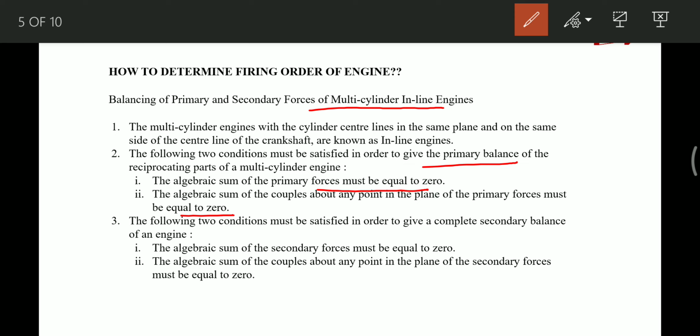unbalanced forces, sorry. And the other two conditions for secondary unbalanced forces are that the algebraic sum of the secondary forces must be 0, and the sum of the couples about any point in the plane of secondary forces must be 0. So these are the two conditions. If we fulfill these two conditions, then the system will be fully balanced.